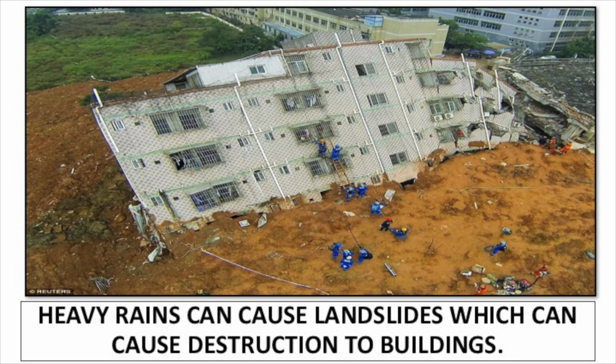Heavy rains can cause landslides, which can cause destruction to buildings. Look at that building there. Is it standing up straight? No, the building has collapsed. Because what's happened there, there's been lots of rain in maybe 1 hour, and all of the land has got that wet that the land has slid. The landslide has caused the building to collapse.